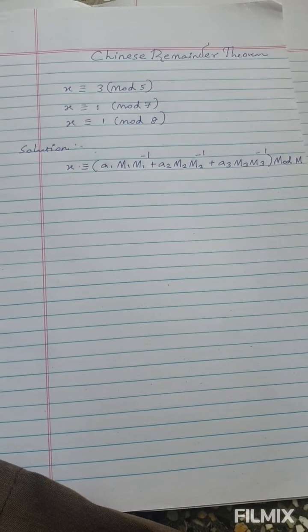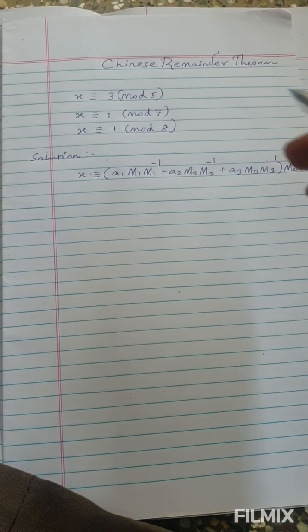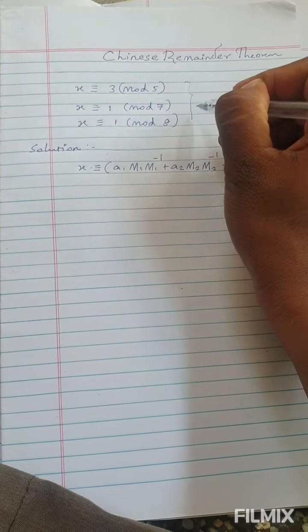Good morning to all. Now we are going to solve the set of congruence equations by using the Chinese remainder theorem. Before solving the equation, there is only one condition we have to check. If it is satisfied, then we can solve.